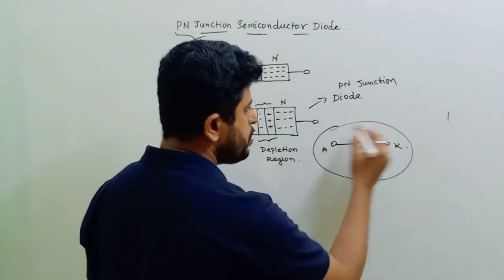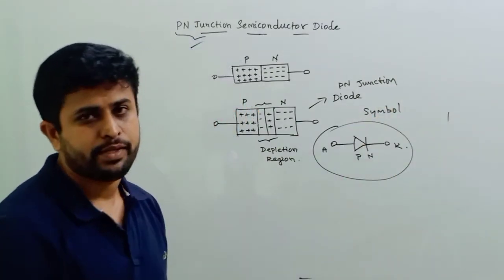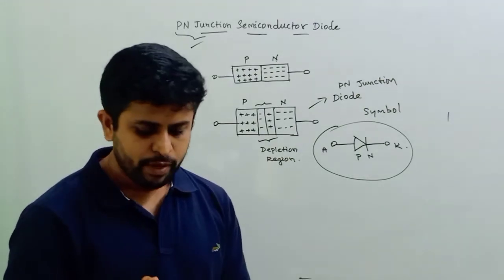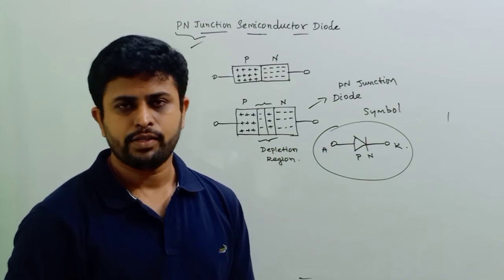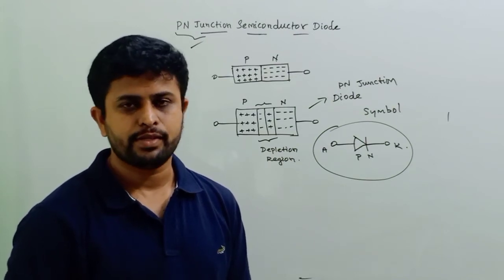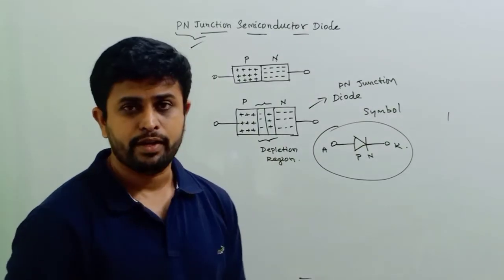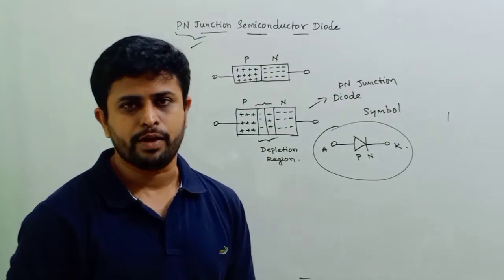So this is the symbol which is used to represent a PN junction diode. It will be easy for us to use the symbol in our circuits so that it gets simplified, instead of writing this structure every time we use this diode.